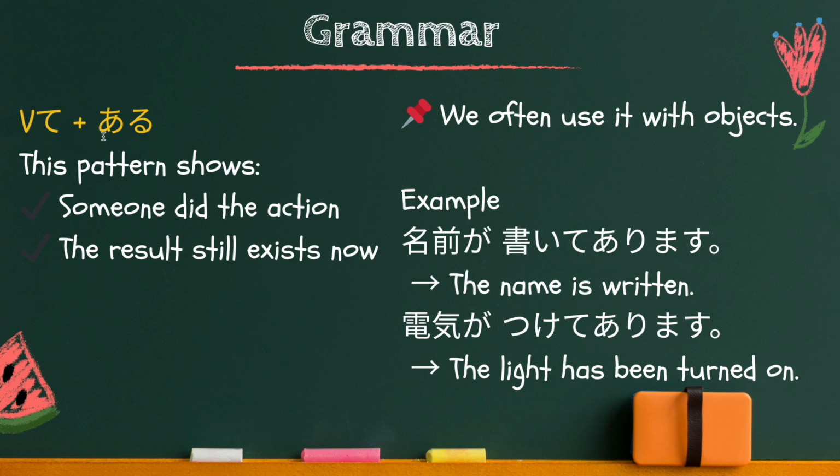Grammar format is this, very simple. Use て form and then add ある. This pattern shows that someone did the action and the result still exists now. We often use it with objects. For example, 名前が書いてあります。名前, the name, that's the object. 電気がつけてあります。電気, the light, that's the object.